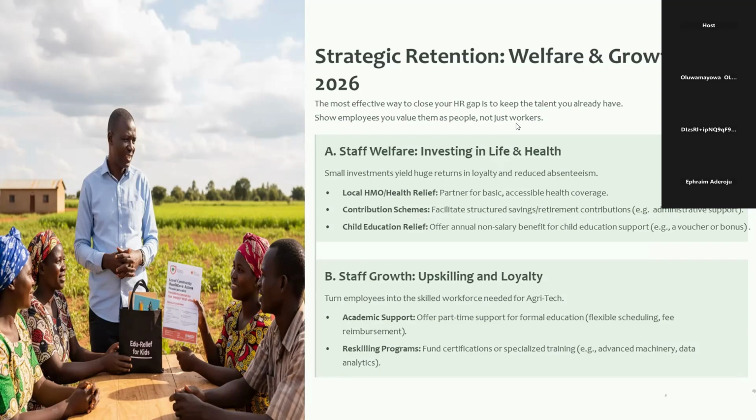As I've earlier mentioned, the most effective way to close your HR gap is to keep the talent you already have. Those ones you've audited, or you can audit them if you have not done that, you can actually know the areas that they need growth. So it's easier for you to grow them with the way the country is now. Retention is best for agribusiness, given the cost and the time it will take to look for people at this moment. It might be difficult, or it might be more costly. I think retention is the best and most effective way to close your HR gap.